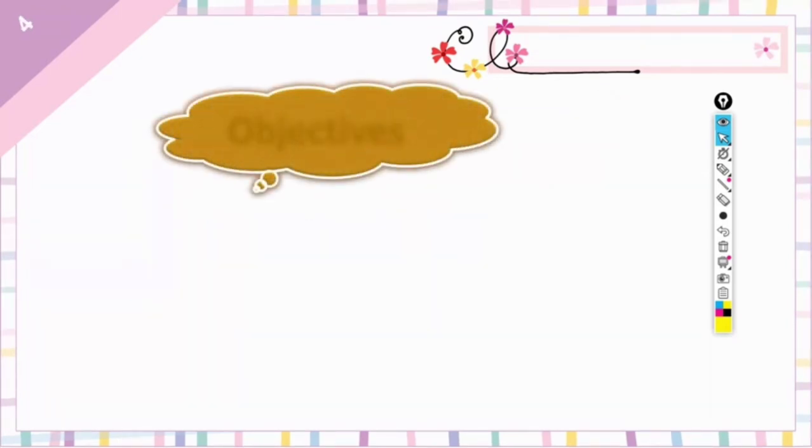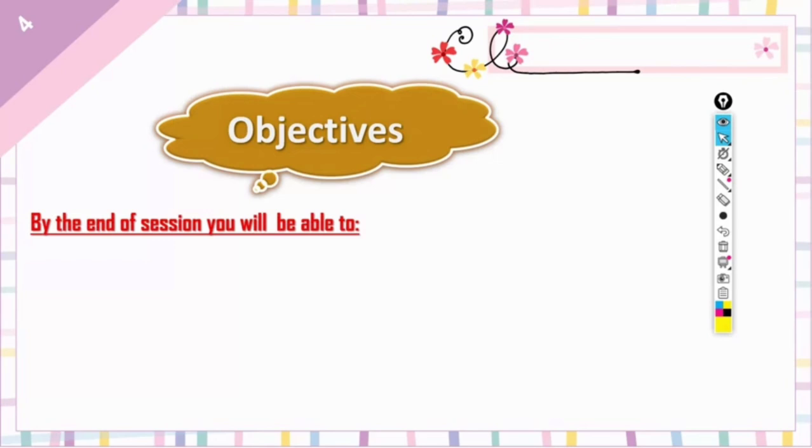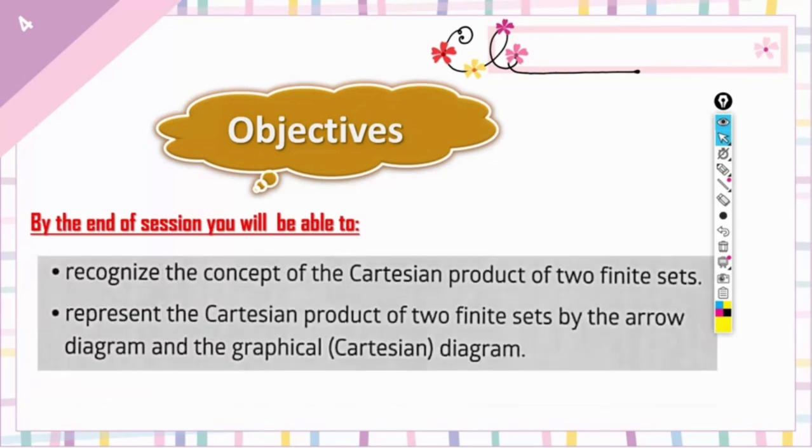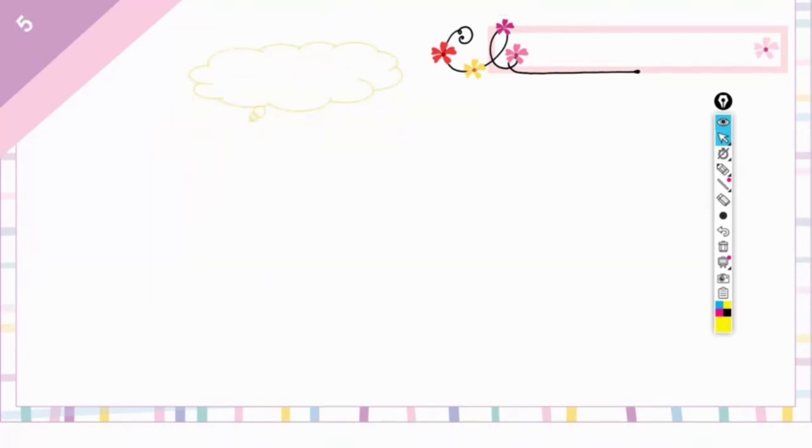Before we start, we have to see our lesson objectives. By the end of this session, you will be able to recognize the concept of the Cartesian product of two finite sets, and represent the Cartesian product of two finite sets by the arrow diagram and the graphical diagram or Cartesian diagram. Let's take our warm-up.